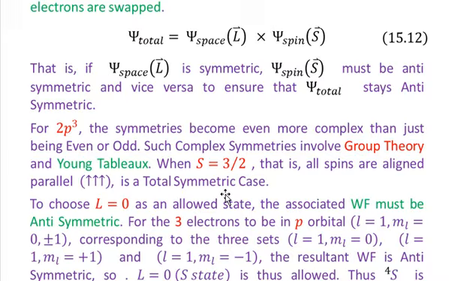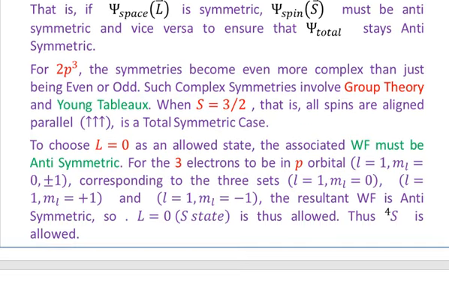When capital S is equal to 3 half, that is, all spins are aligned parallel, it is a total symmetric case. So in our 3 electron system, that is the atomic nitrogen, if all the 3 electrons in the 2p3 orbital have parallel spins, which they do, then the system is referred to as the total symmetric case. That is, the spin will be total symmetric and the value of the spin will be equal to 3 half, because all the spins add together. Half plus half plus half gives capital S equal to 3 half. That is, they all have the same orientation, so it is a total symmetric case with respect to the spin.